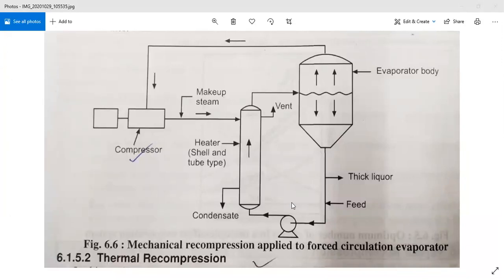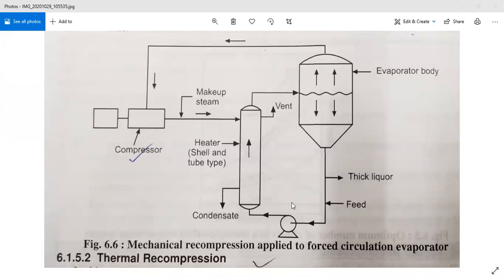In the previous session, we discussed the capacity and economy of an evaporator. Capacity is nothing but the kg of water evaporated per hour, and economy of an evaporator is kg of water evaporated per kg of steam fed. These are the main two performance indicators of any evaporator.